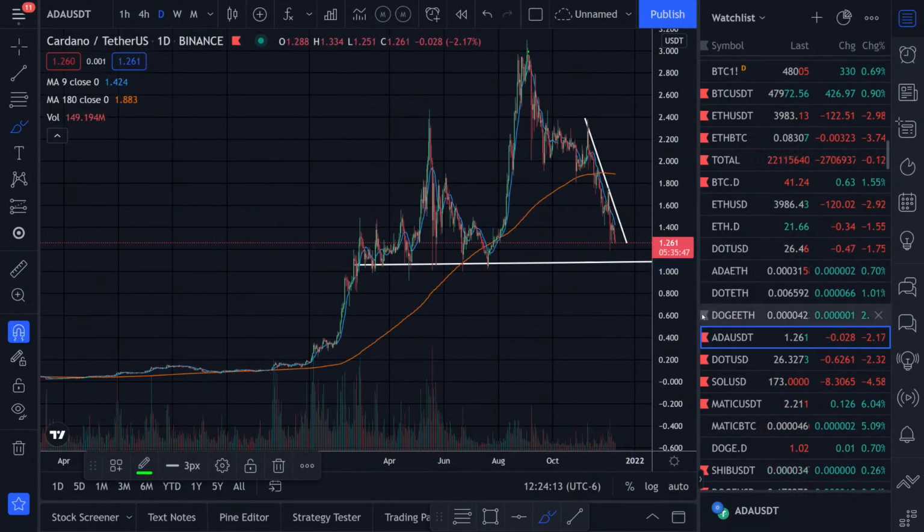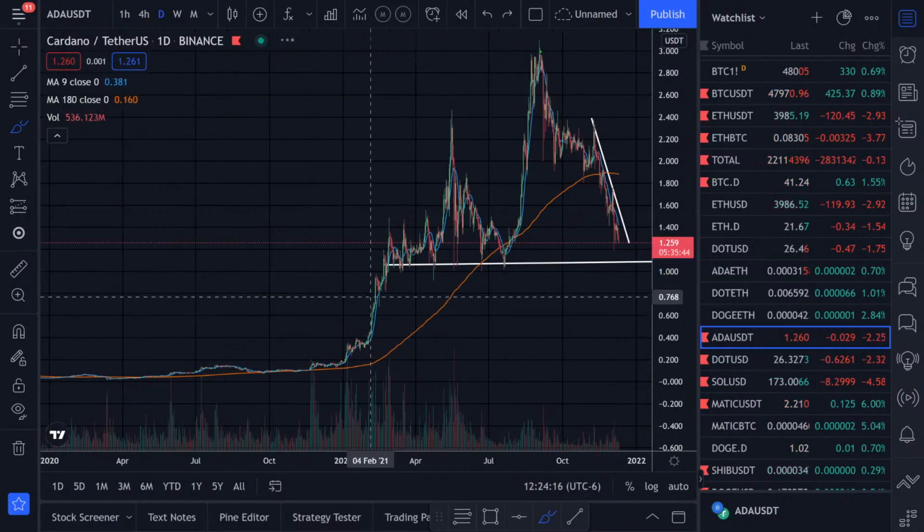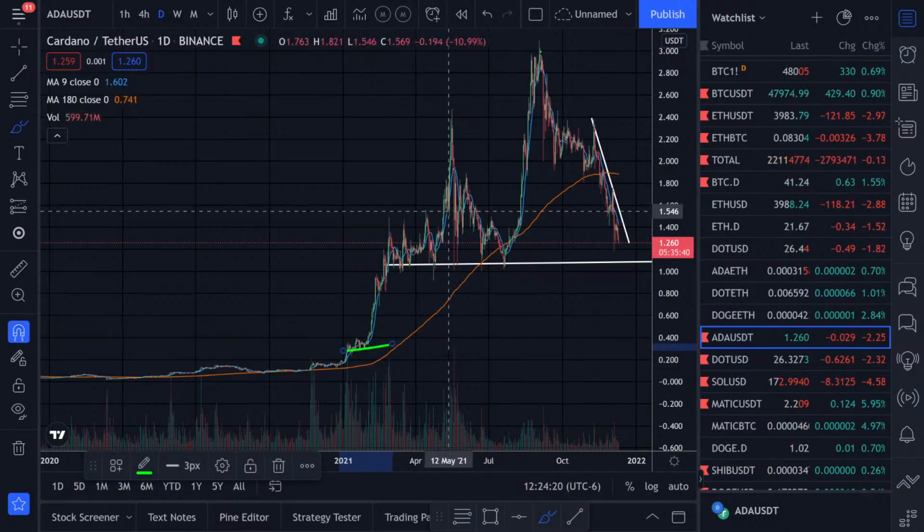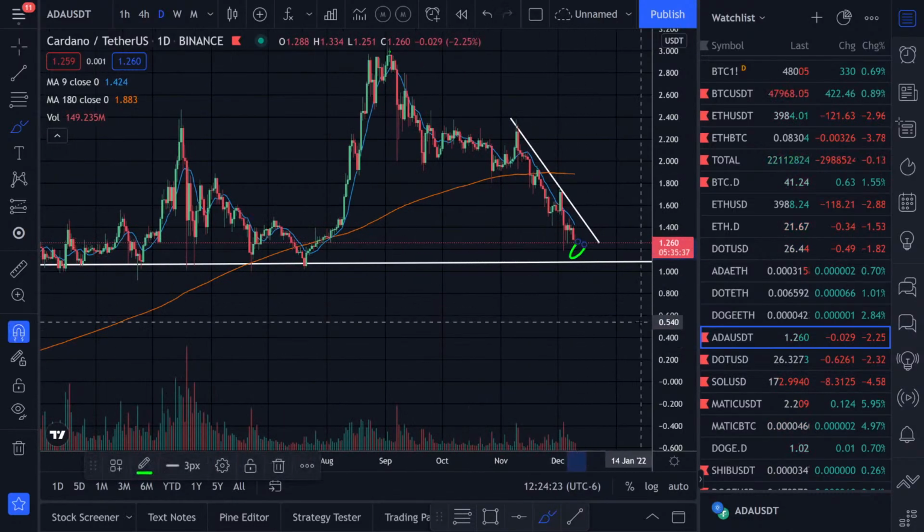I don't even want to. We'll cross that bridge when we get there. I guess we could look at this level right here, 80 some cents, 80 cents. Right here, 27 cents. We'll cross that bridge if we get there.